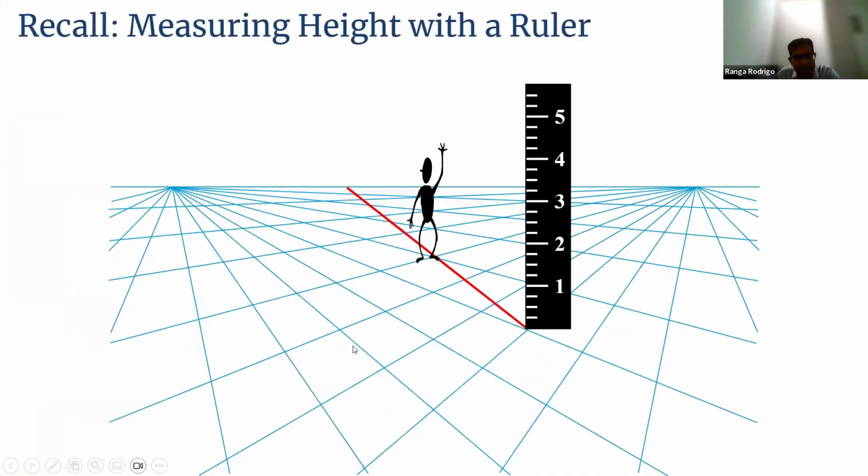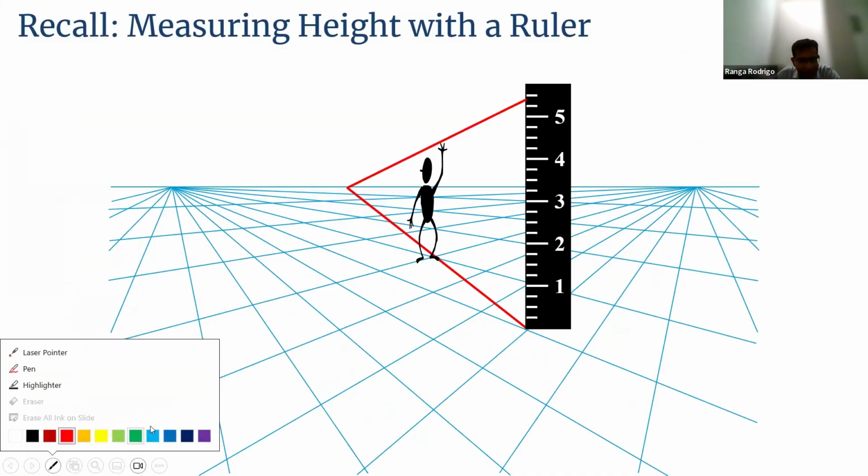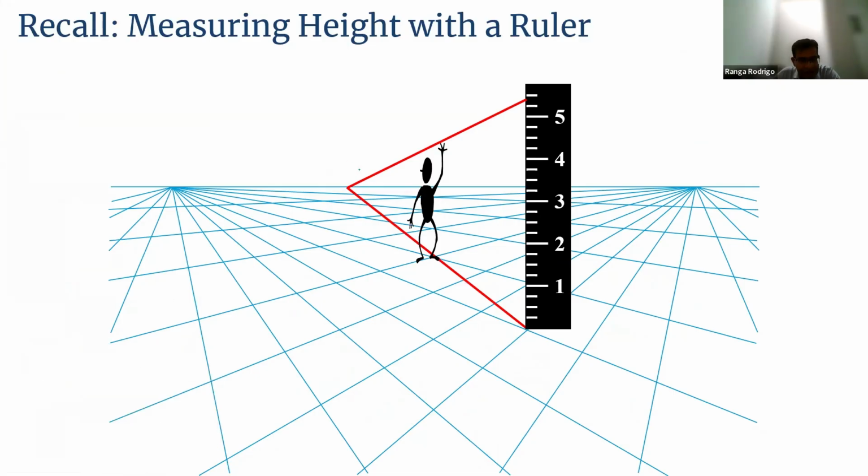So you draw a line here to the horizon, and this line will cut the horizon somewhere, here. And from there, you draw another line touching the top of the person and find where it touches the ruler. It touches the ruler right here. I'm asking you this question. What can you say about these two red lines, this line and that line? I'll pose a little question to see whether you can answer.